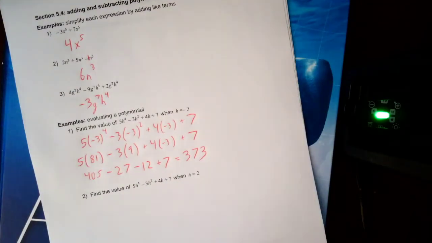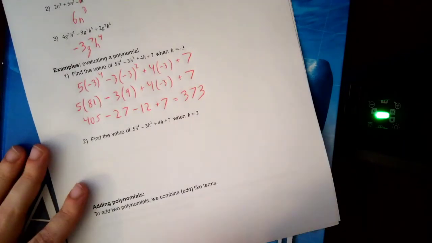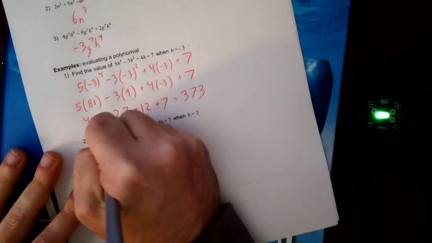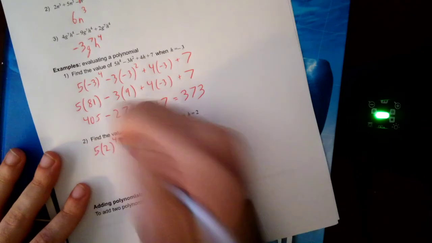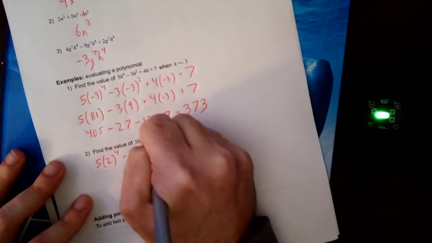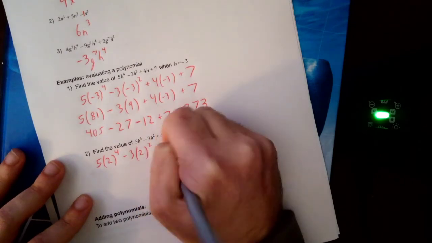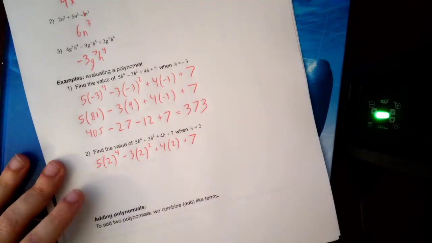So we can evaluate polynomials, right? We've already been doing that as well. Let's take one more look at evaluating just to refresh our brains, and then we'll move on to the new topic. 5, we'll plug in a 2. And that'll be to the 4 minus 3, we plug in a 2 squared, plus 4 times 2, plus 7.